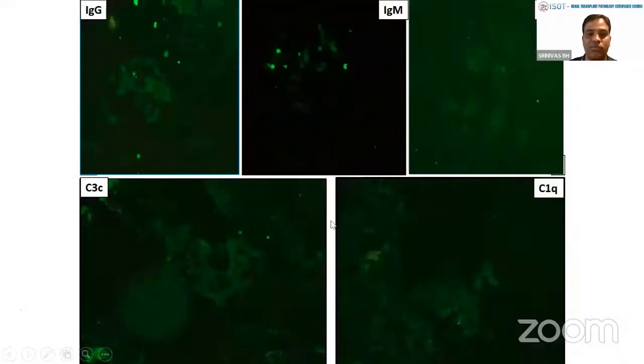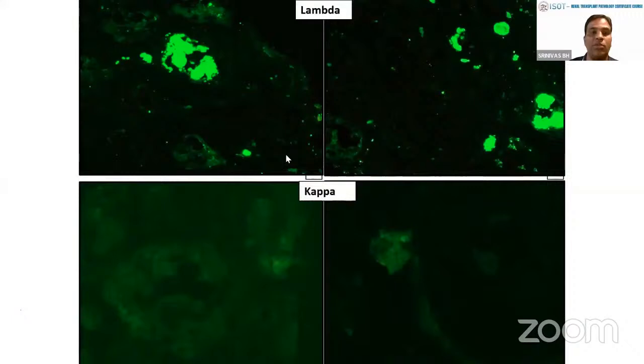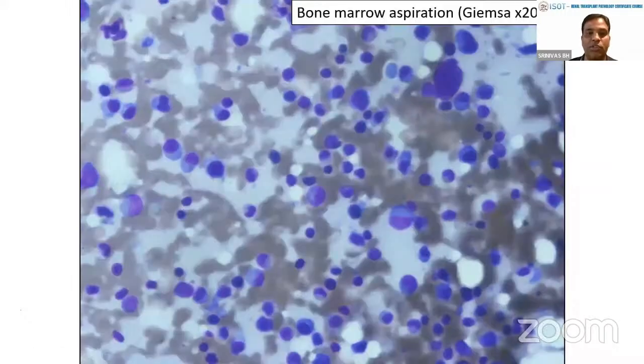So we thought it could be cast nephropathy. On immunofluorescence, all the heavy chains as well as C3, C1q and kappa are negative. But the lambda is very strongly positive in these fractured casts, and kappa is totally negative. So we suspected light chain cast nephropathy and worked up with bone marrow.